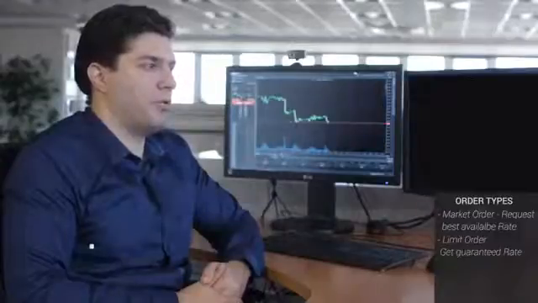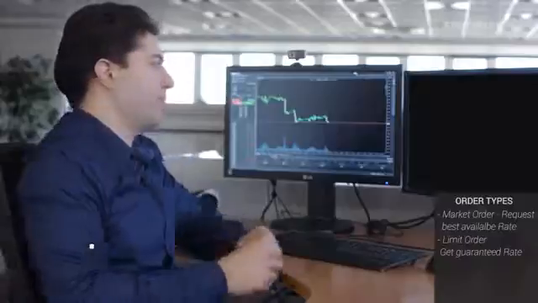The exchange rate shown above your buy or sell button is not guaranteed when creating a market order. You will get the best exchange rate at the moment the order reaches your server. If you want a guaranteed exchange rate, you can use a limit order. Let's go to cTrader, where I'm going to show you exactly how to create a limit order.